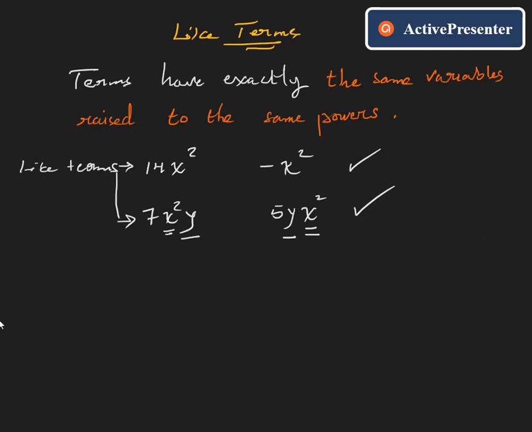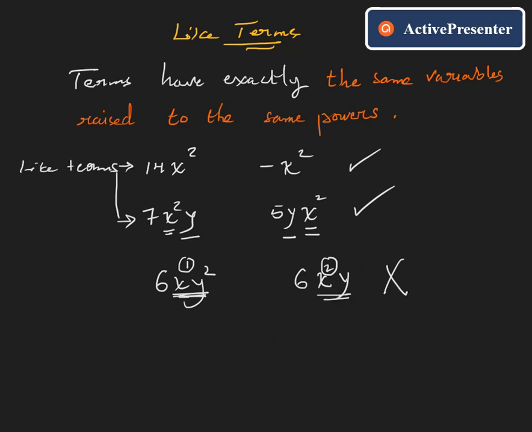However, if there is, for example, 6xy squared and 6x squared y, they are not like terms. Why is that? Because here we have the same variables, yes, here we have xy and here we have xy. However, x here is raised to the power 1 and here raised to the power 2. And also y is raised to the power 2 and y here is raised to the power 1. So they are not like terms.